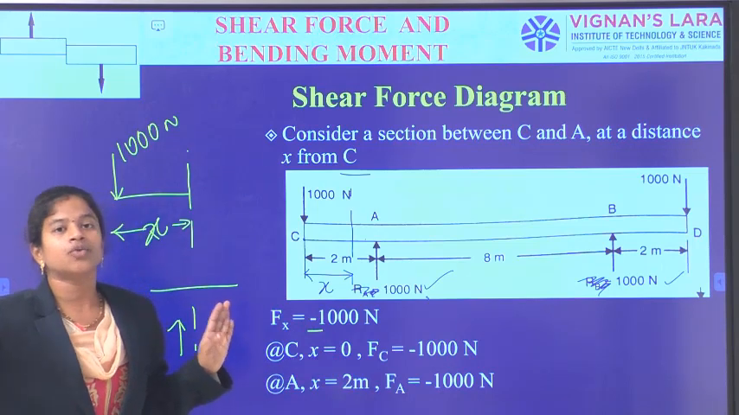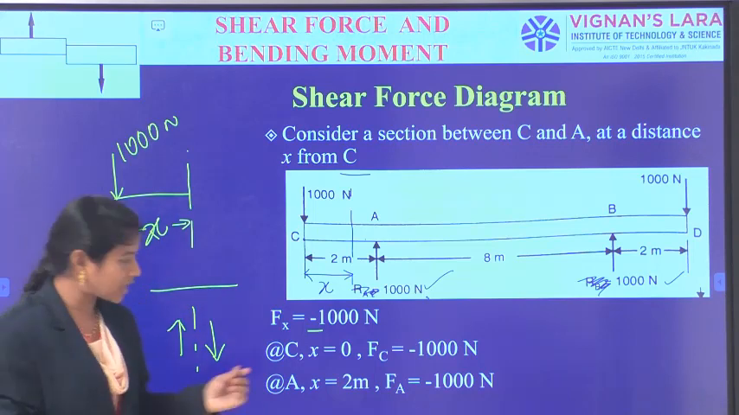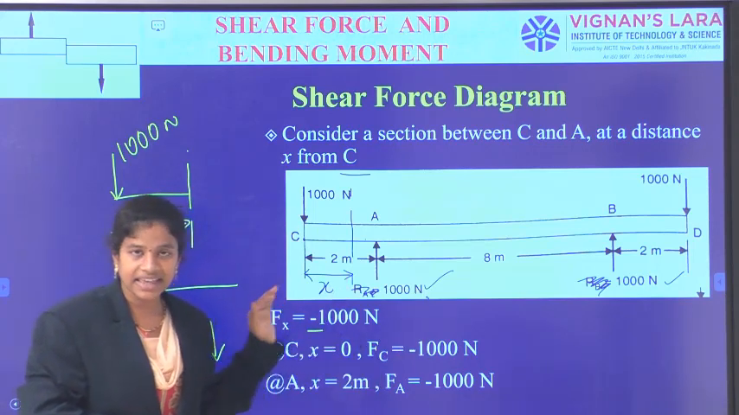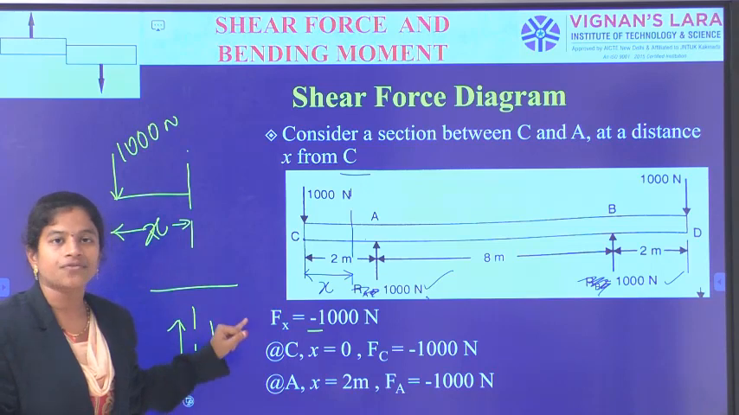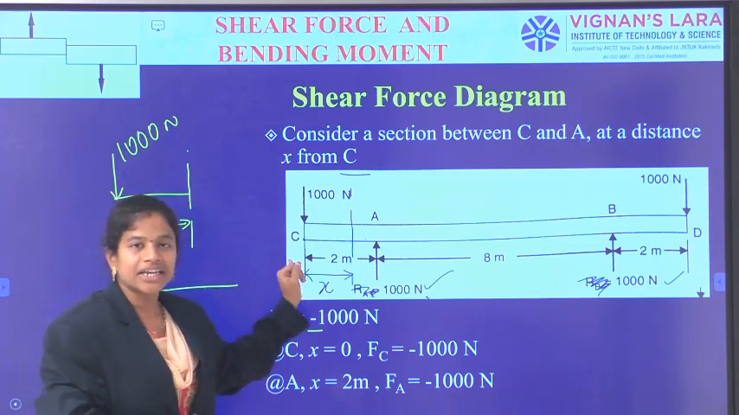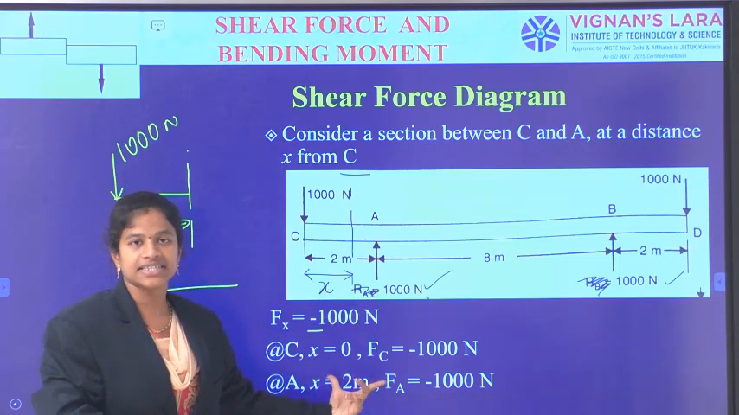In case of moment, we will multiply force into perpendicular distance. Okay, minus 1000 newtons. And then, this is the equation of Fx for the span C to A. So in between C and A, this is the answer.